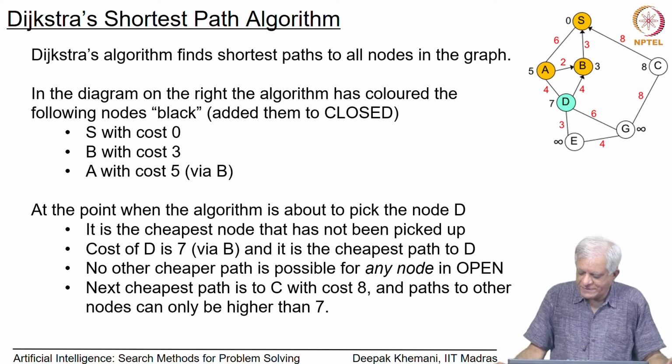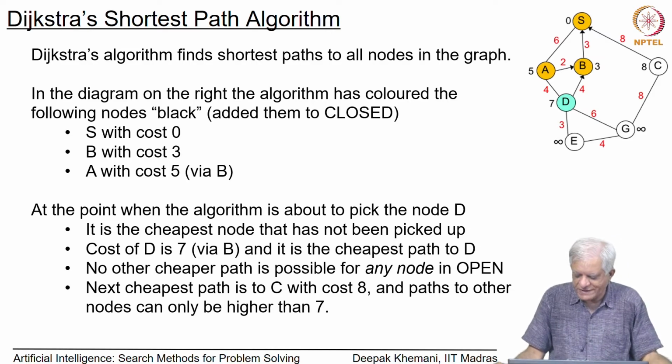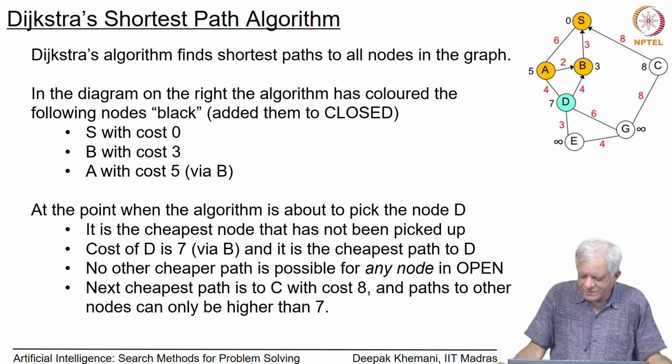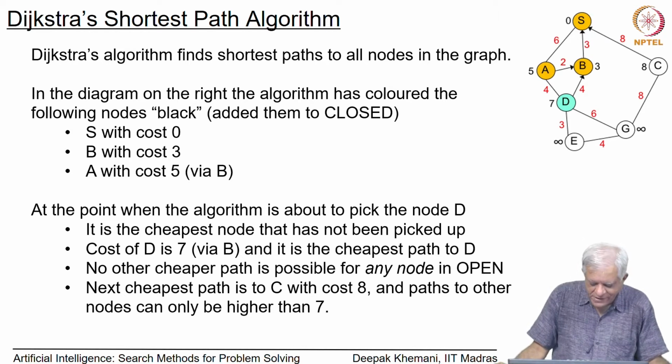Both D and C have been generated, but to D we have found a path of cost 7, and to C we have found a path of cost 8, which is just an edge from S to C. So, between D and C, you can see that D is the cheapest node that has not yet been picked up. I mean, you can even count nodes E and G, but their costs are infinity.